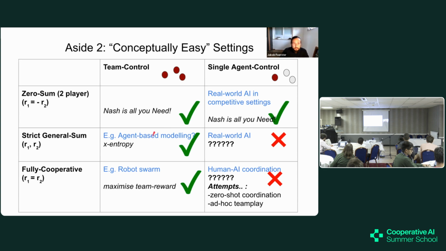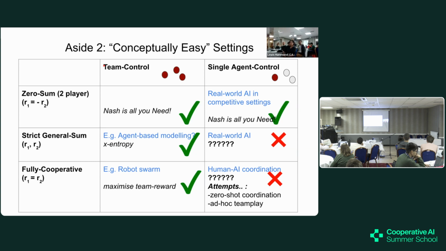The row index here is whether we have zero sum, strict general sum, so R1, R2, or fully cooperative where R1 equals R2. And then the columns are whether we can control the entire team, with team control, or whether I only control one agent, not the entire team. Okay. Are there any questions on this setup, on this classification of problem settings in multi-agent learning?